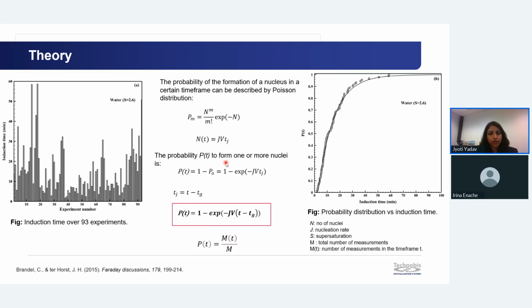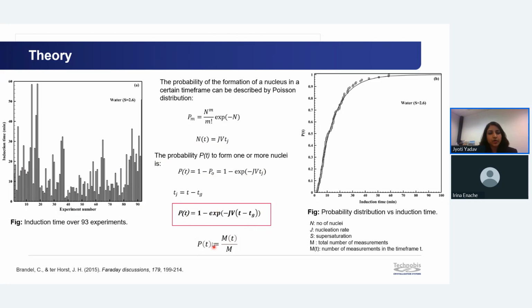Then the probability of forming one or more nuclei can be written as 1 minus the probability of forming 0 nuclei. If we substitute 0 in this equation, we get this equation, where the induction time Tj is represented by T minus Tg. Tg is the growth time, which is the time taken by a crystal to reach a detectable size so that it can be detected by the instrument or any other method. So we subtract this from the measured induction time. If we substitute these values in this equation, we get this as the final equation.